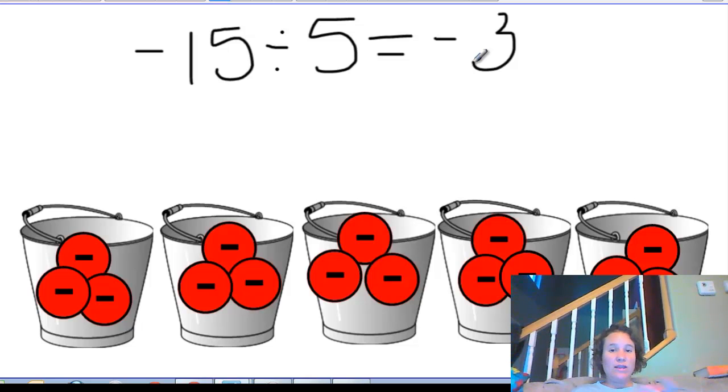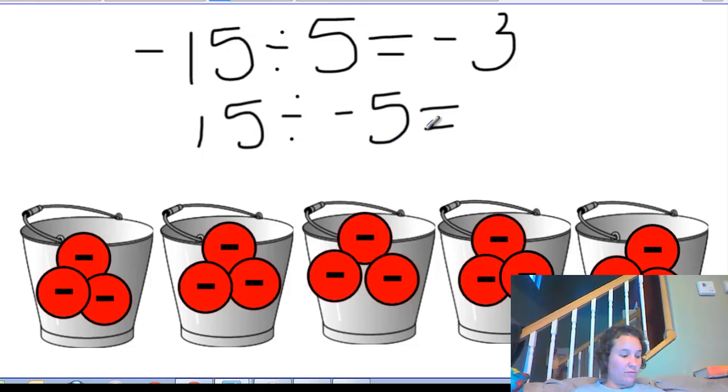Division is not commutative, so I can't just switch those two numbers around and say, well, there you get the same answer. And it's a little bit hard to think about having -5 containers that I could put something in, but it is going to be the same rule where if you have one negative and one positive, you're going to end up with a negative answer. So if I rewrote this as +15 divided by -5, which again is harder to imagine, you would still have your answer of -3.